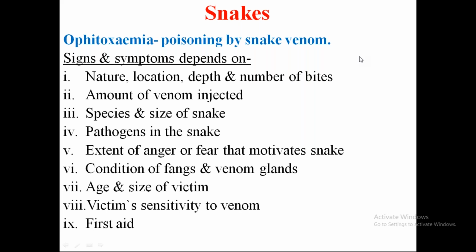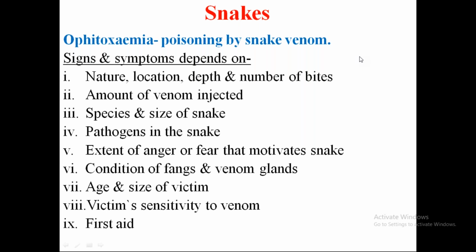So nature of bite, it can be a complete bite, or it can also be an incomplete bite where instead of both the fangs, only one fang is hitting the person. And then the location is also important. The more the vascular supply to the area, the more spread of the venom will be there to the body. And then the depth and the number of bites also matter. The deeper the bite is, the more quickly absorption into the body will occur, and the more the number of bites, the more the amount of poison that is injected into the body.